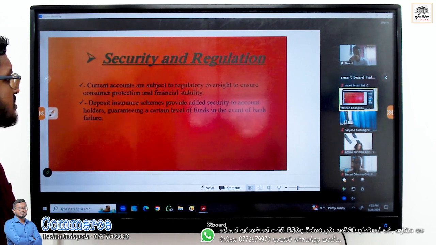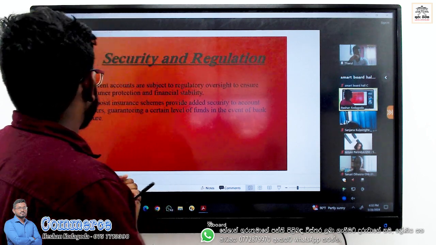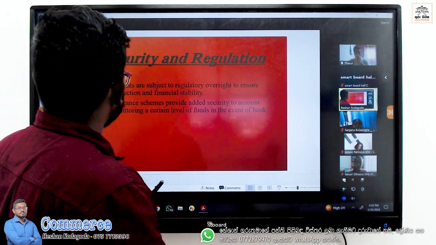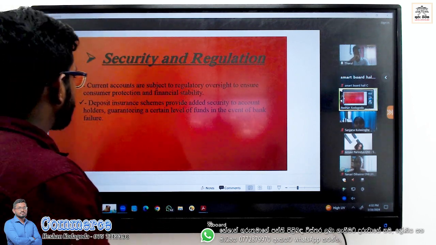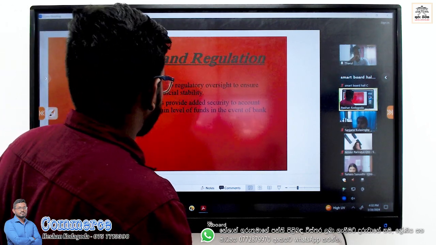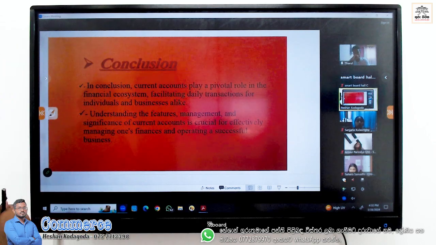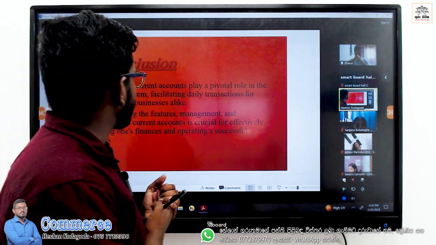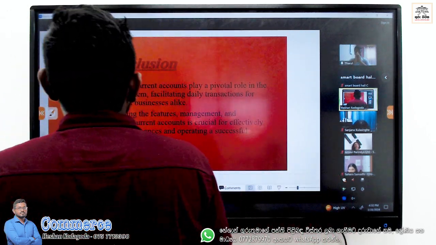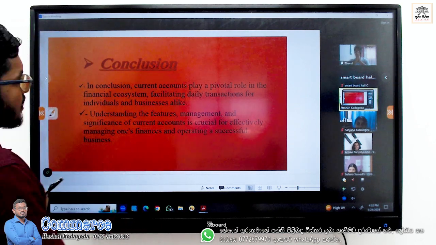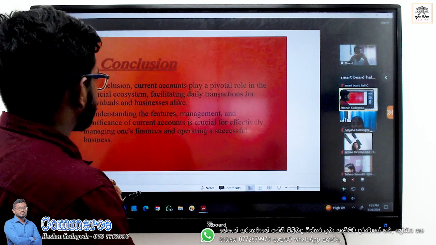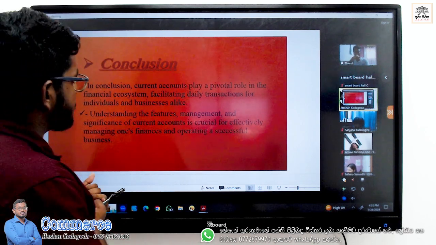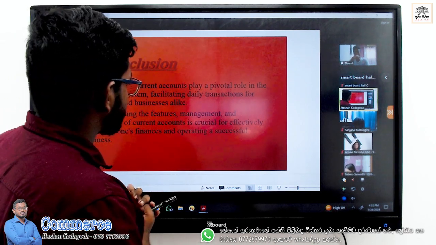Security and regulations. Okay, in here, financial stability, and the deposit insurance scheme provides added security to account holders. Okay, good. So in here you can see the conclusion. In conclusion, current accounts play a pivotal role in the financial ecosystem, facilitating daily transactions for individuals and businesses. Understanding the features, management, and significance of current accounts is crucial.